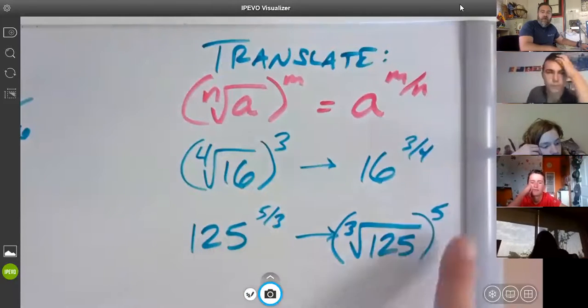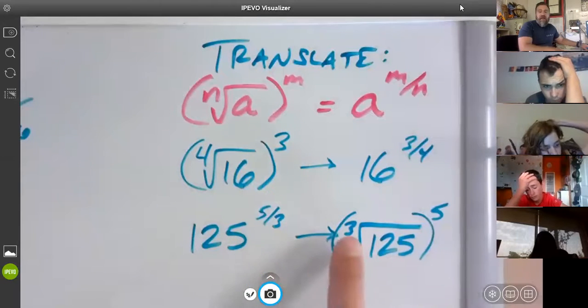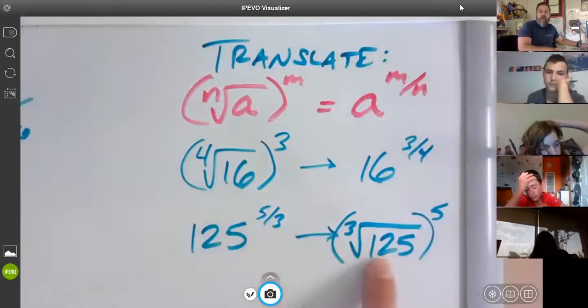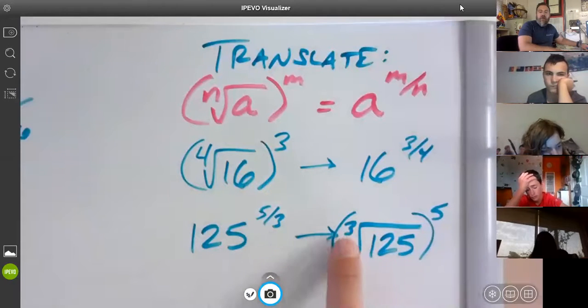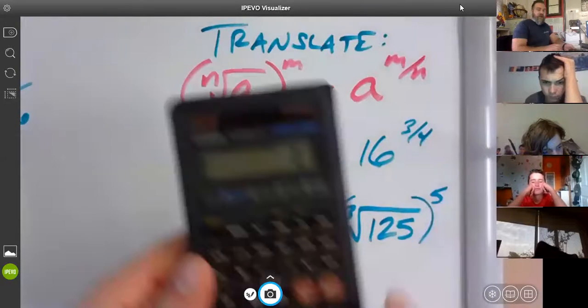Well, this is important to understand: what do I have to do first? I have to deal with the denominator first, the root, which is to say, find the cube root or the third root of 125. What multiplied by itself 3 times gives me 125? Maybe you know, maybe you don't. But again, we can do it in the calculator.